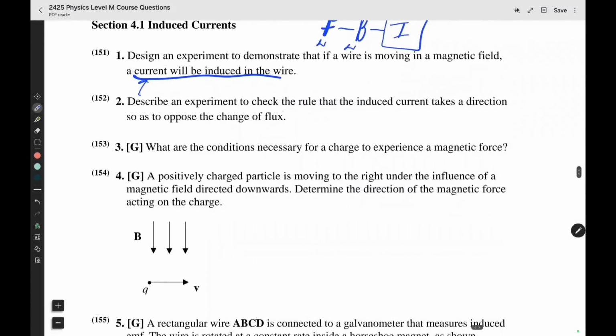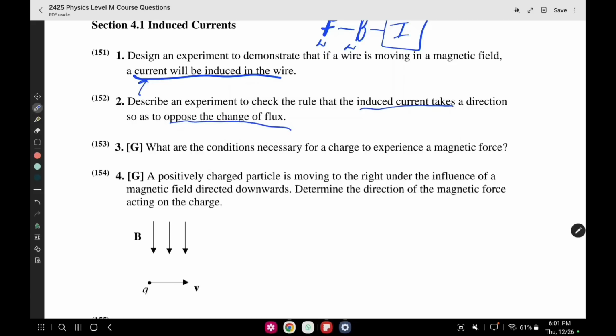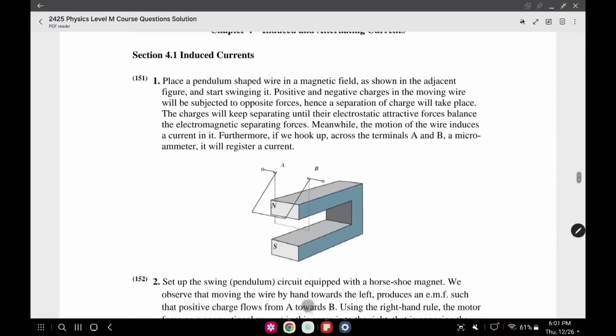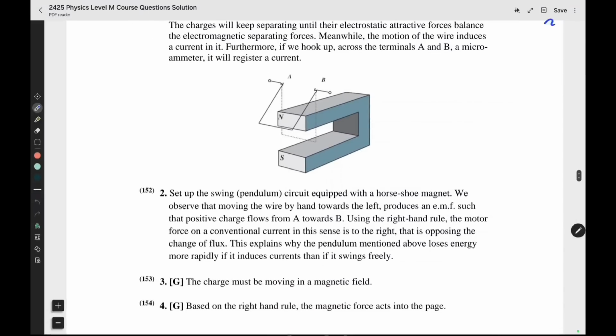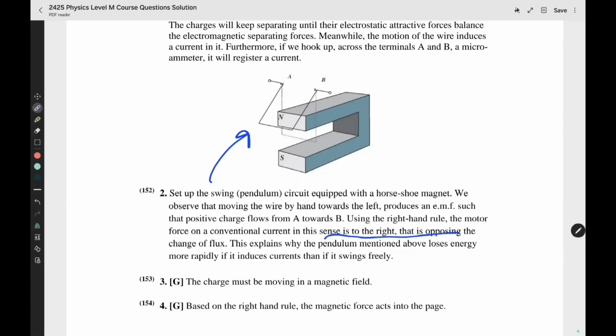Question 2, describe an experiment to check the rule that the induced current takes a direction to oppose the change of flux. Again, these are things that they don't ask you to design an experiment, but just to check your understanding. So over here, again, same pendulum as the top one. Let me turn on the editing. The same pendulum as the top one. We observe that moving the wire by hand towards the left produces an EMF such that the positive charges flow from A to B. Using the right hand rule, the motive force explains why the pendulum is okay.